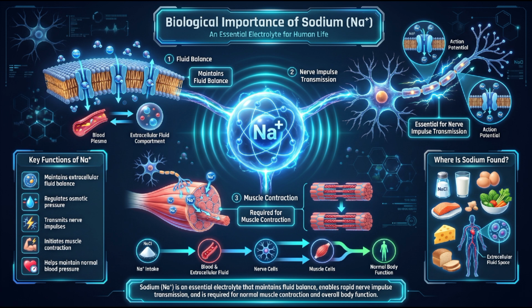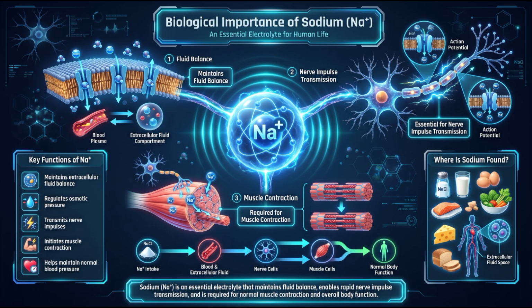The electrical impulse then travels along the nerve fiber, allowing signals to move quickly between the brain, spinal cord, muscles, and other parts of the body. Without sodium ions, nerve cells would be unable to transmit information, making communication within the nervous system impossible. The infographic also highlights sodium's vital role in muscle contraction.